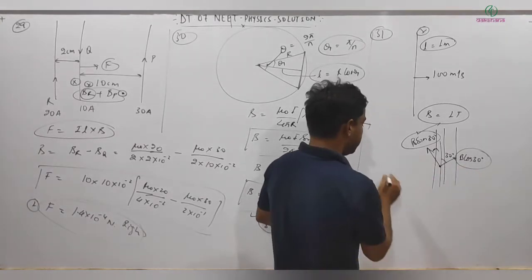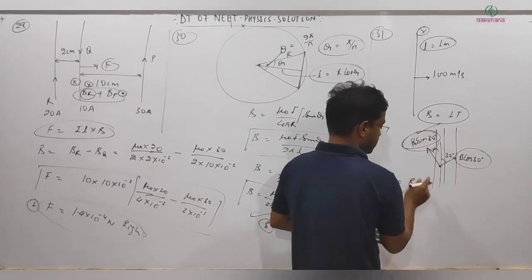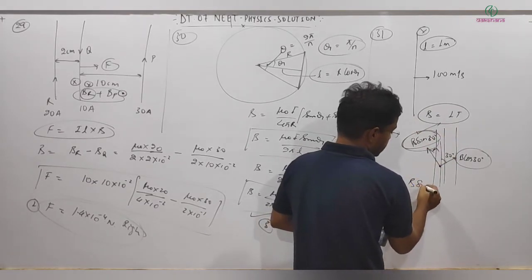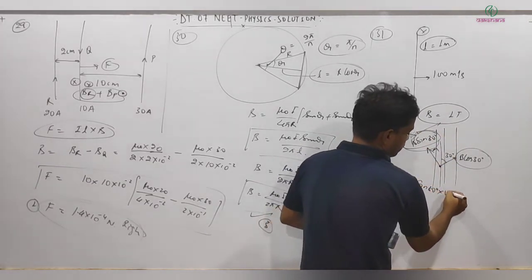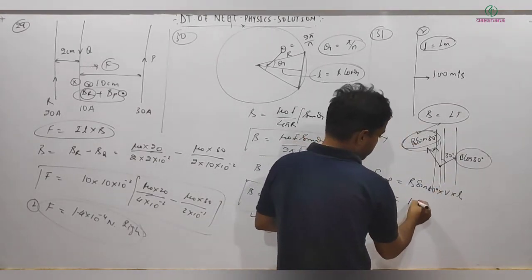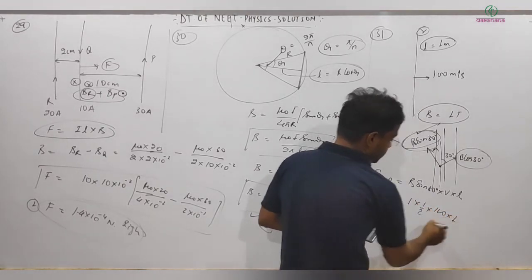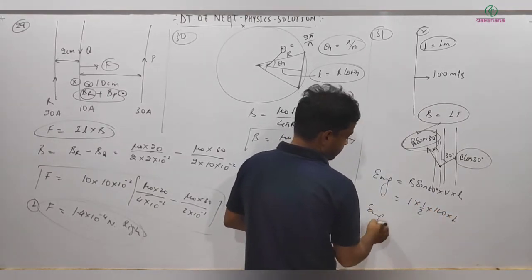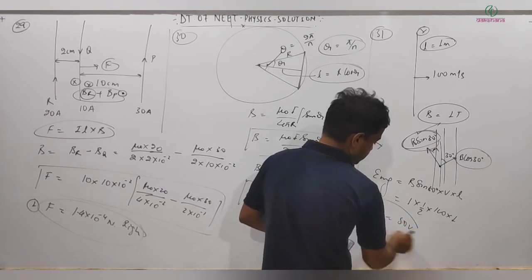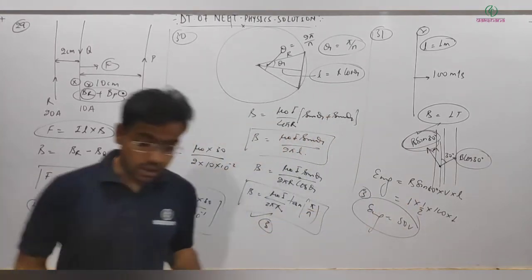So the induced EMF can be written as BVL, that is B sine 30 degrees into V into L. Substituting the values, B is 1, sine 30 is 1 by 2, velocity 100, and L is 1 meter. So we get EMF equal to 50 volt. That matches with option 3.